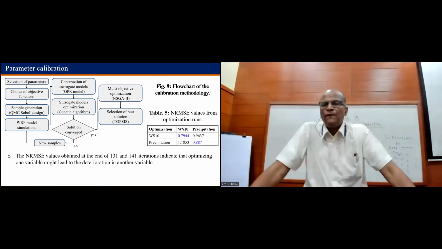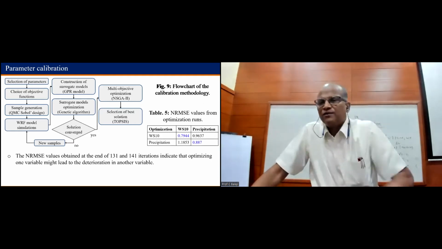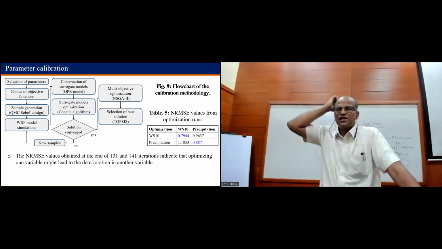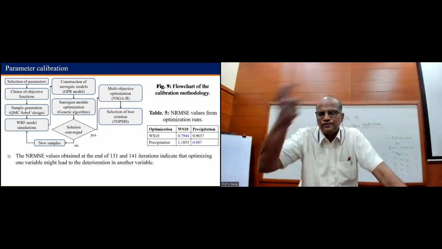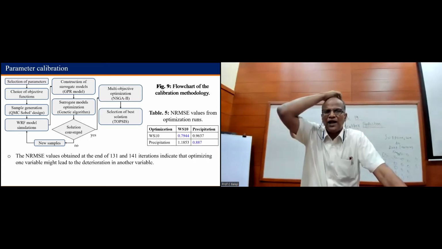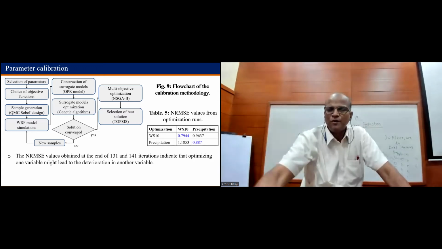Now the NRMSE values obtained at the end are given here. WS10 is 0.7944, and for precipitation it is 0.887, which is given in blue. These are what are obtained from the optimization runs.